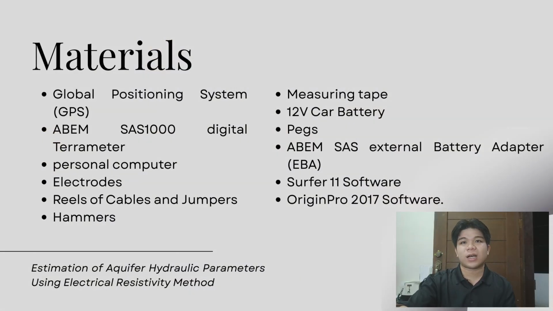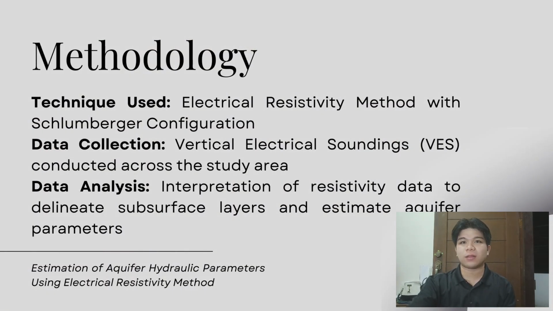The study was carried out using the following materials: Global Positioning System or GPS, ABEM SAS 100 digital terrameter, personal computer, electrodes, reels of cables and jumpers, hammers, measuring tape, 12 volts car battery, pegs, ABEM SAS external battery adapter, Surfer 11 software, and Origin Pro 2017 software. Electrical resistivity method involving Schlumberger array was adopted for this study.